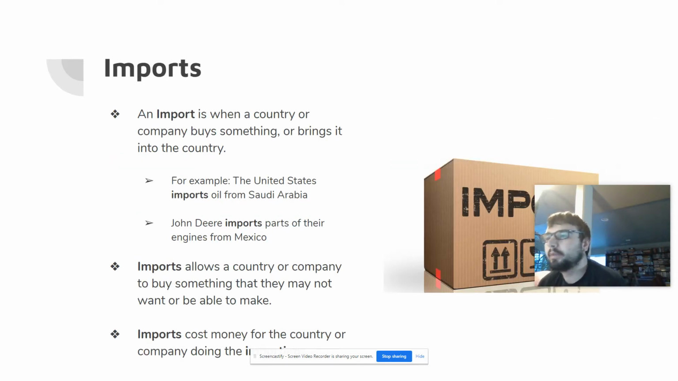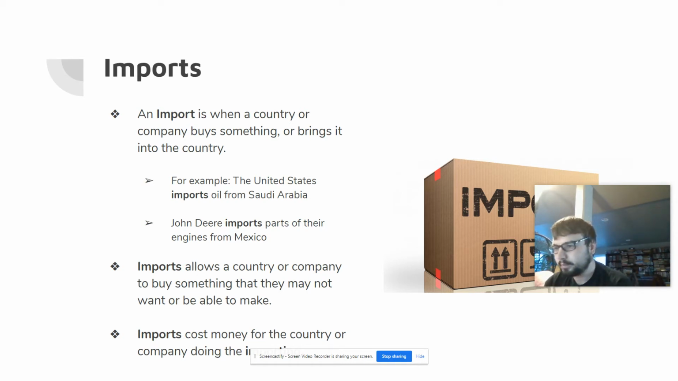Imports. An import is when a country or company buys something or brings it into the country. An import is me bringing something into my country. So if I bought something in China and I'm having it shipped over to me, that would be an import. Some examples that we have here in the slides: the United States imports oil from Saudi Arabia. Saudi Arabia produces a ton of oil, and so oftentimes the United States will buy oil from them and import it into the United States.